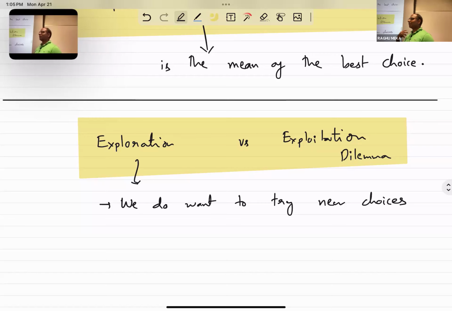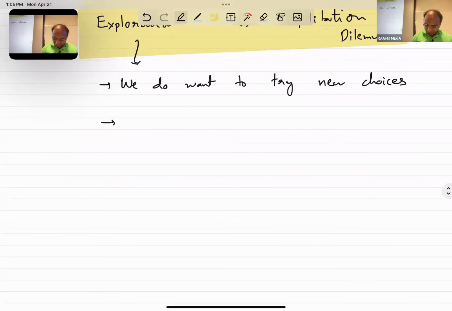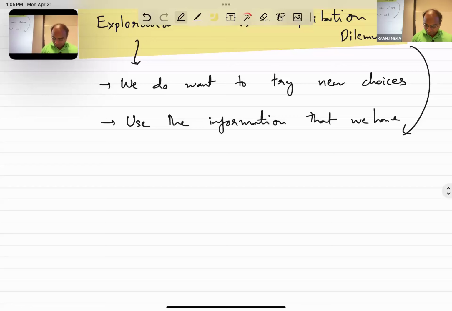Okay. So even if I'm getting very good rewards with choices 1 and 2, at some point I should really venture out and try the other ones. Okay, that's the exploration part. Exploitation is just use the information that we have and make guesses.